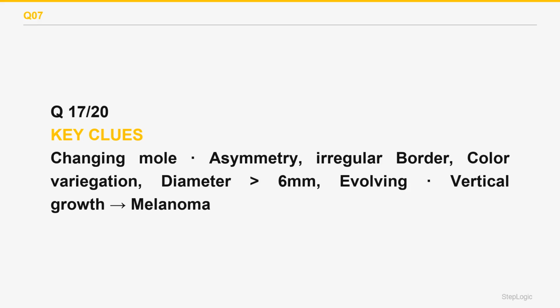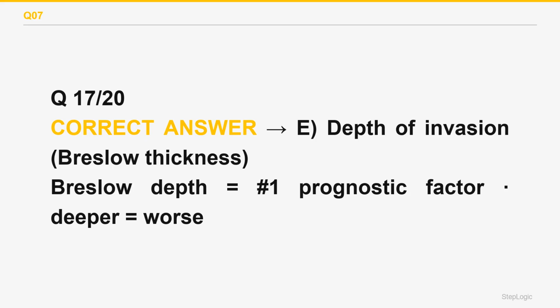The deeper the vertical invasion, the greater the access to lymphatics and blood vessels and the higher the risk of metastasis. A thin melanoma is often cured by excision. A thick one carries a much worse prognosis. The transition from the radial horizontal growth phase to the vertical growth phase marks the shift to metastatic potential, which is why depth, not diameter, drives prognosis. The correct answer is E, the ABCDE criteria.